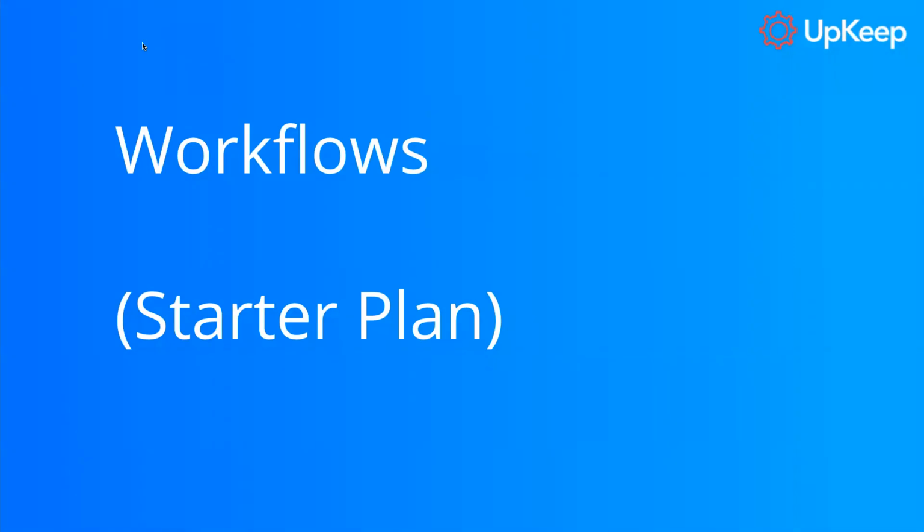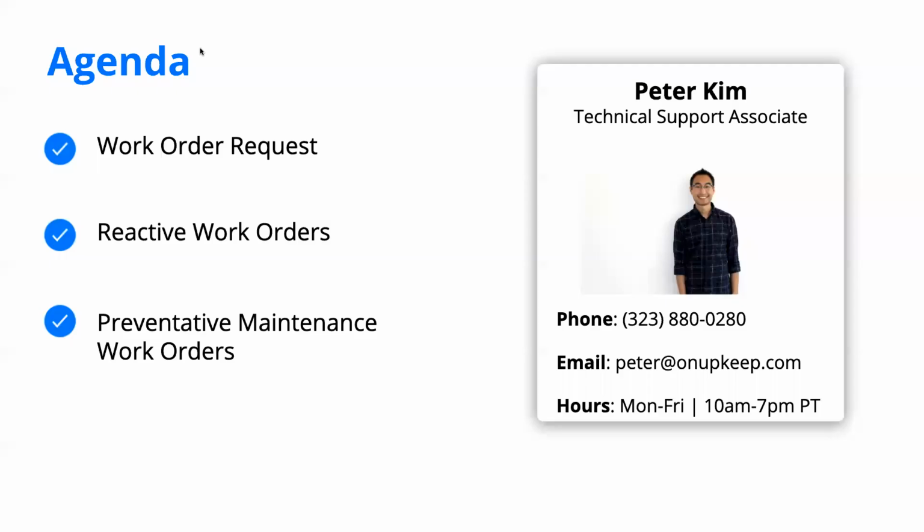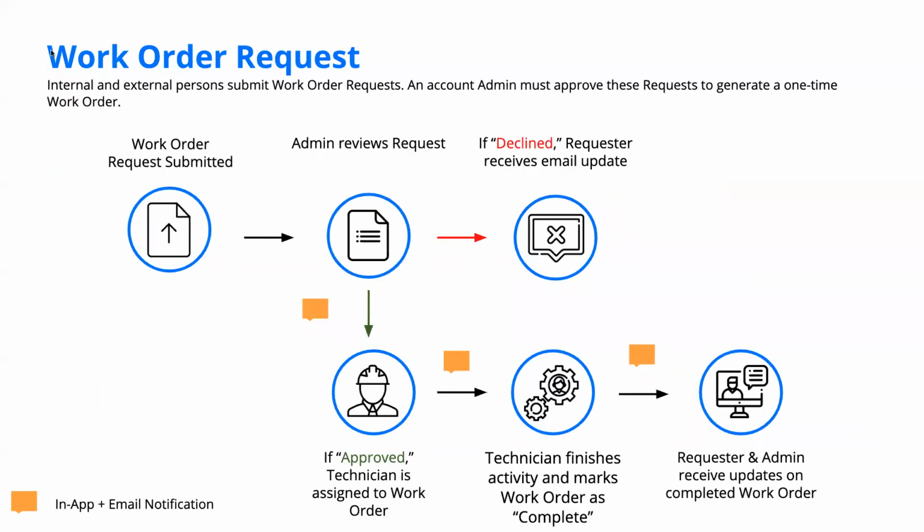In this video, I'm going to walk you through the workflows available in the starter plan. All right, so the three types of workflows I'll go over today are work order requests, reactive work orders, and preventative maintenance work orders. So let's take a look at the first one right here. So our first workflow, we have work order requests.